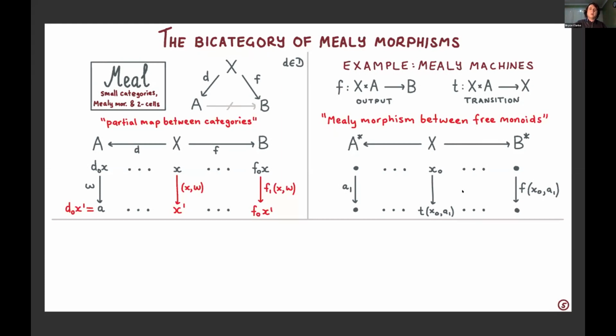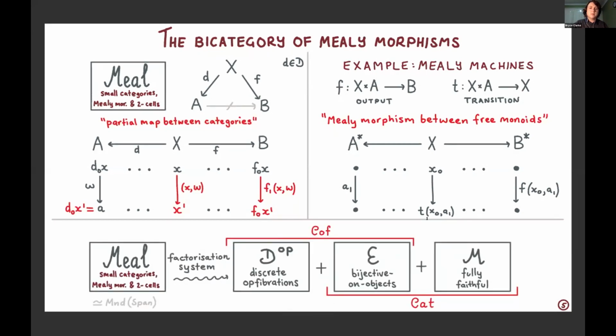And so why do we care about Mealy morphisms? Well, Mealy morphisms are exactly the bicategory you get when we combine these three classes of functors that we considered earlier. So every Mealy morphism, here we see a Mealy morphism as factorized into a discrete opfibration going in the opposite direction together with a functor, but this functor could be further broken up into a bijective on objects followed by a fully faithful functor. And so really every Mealy morphism can be understood as built up of these three classes of easy to understand functors.